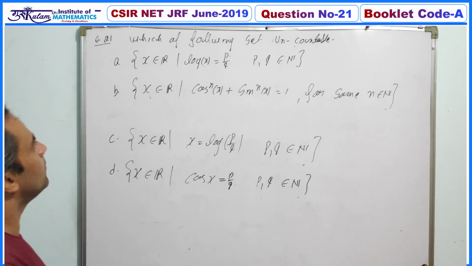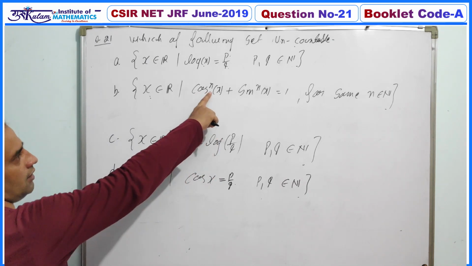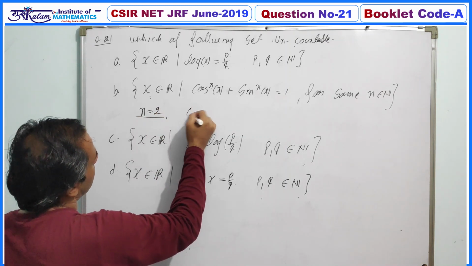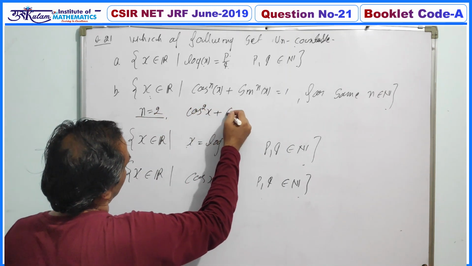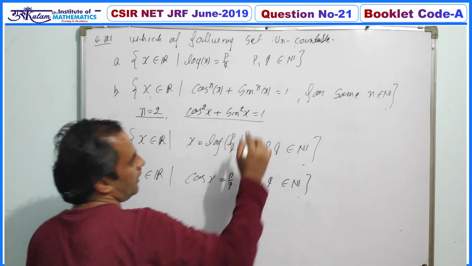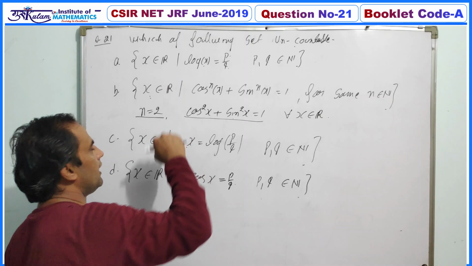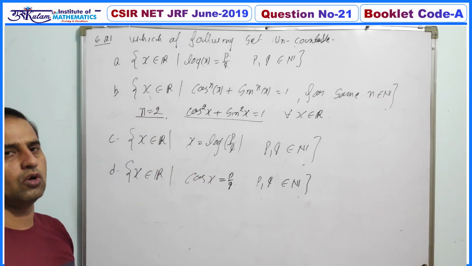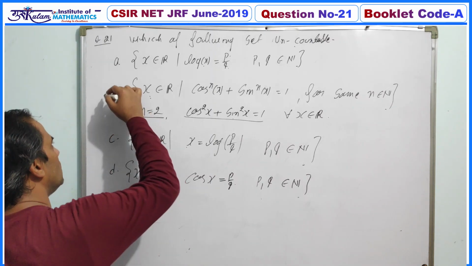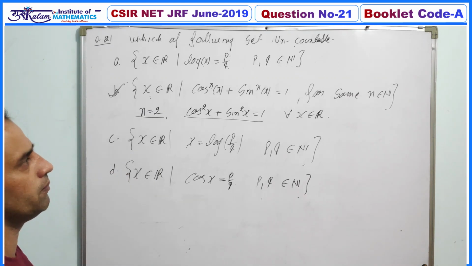Since this question is from section B, question number 21, the question must be a single correct question. So in the second option, if we take n equal to 2, then this equation is cos square of x plus sin square of x is equal to 1, and we know that this equation holds for every x belonging to the real line. So whenever we take n equal to 2, this set represents the whole real line, hence this must be an uncountable set. So your second option is definitely true. Now, since it is a single correct question, definitely all the remaining options must be countable sets.